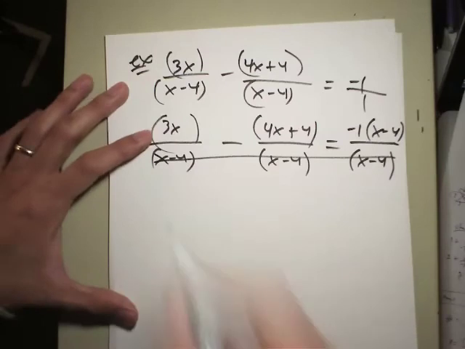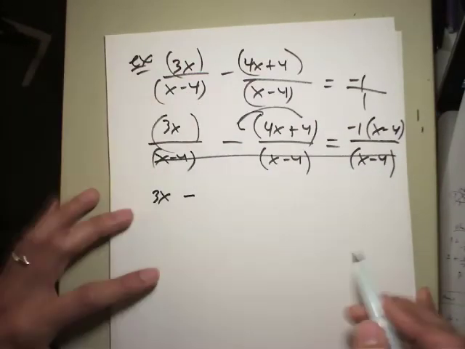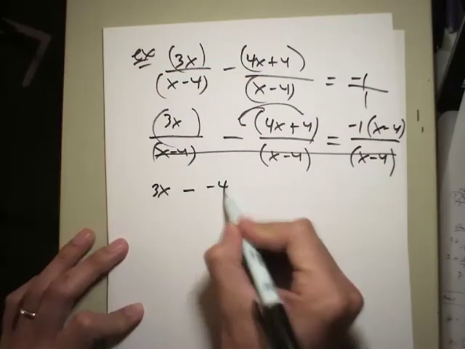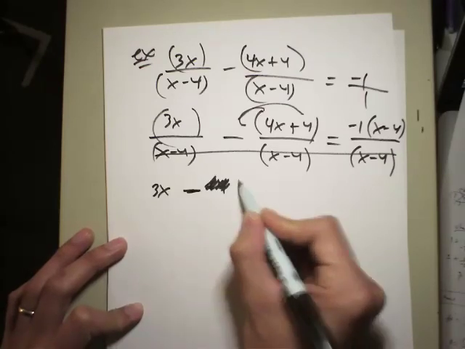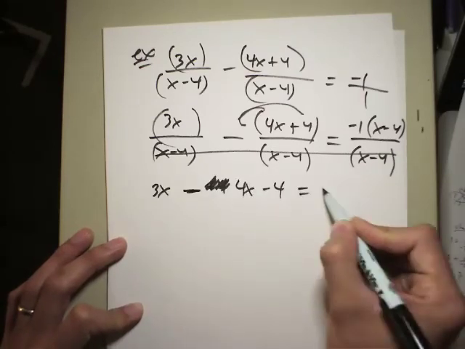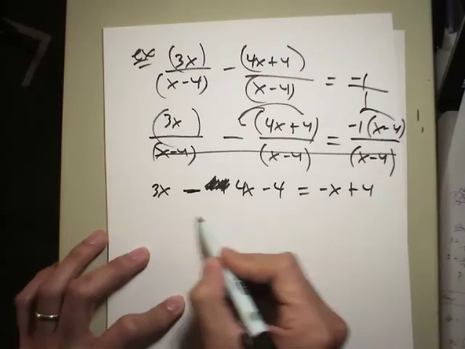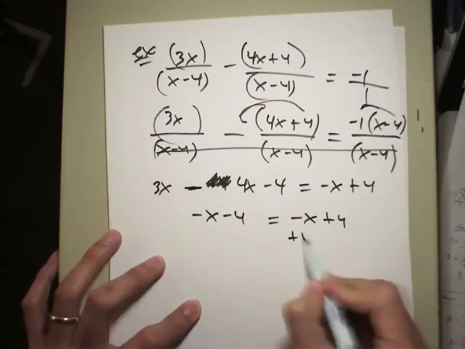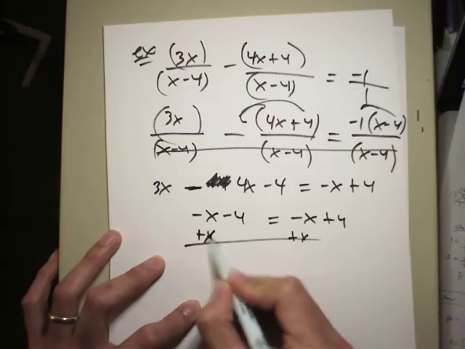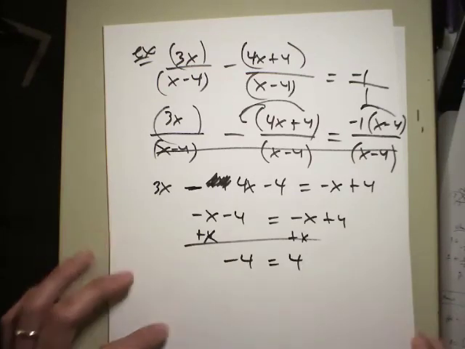Then the top is going to be 3x minus, don't forget the negative, we distribute to both terms, so it's going to become negative 4x minus 4 equals to -x plus 4. Subtract this, it's going to be -x minus 4. This is -x plus 4. I add the x over, and as you can see, you have -4 left, and there's positive 4 on the right hand side.